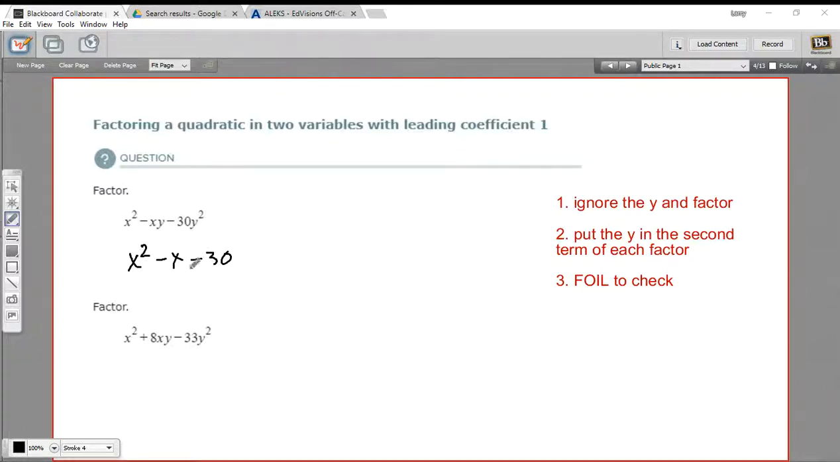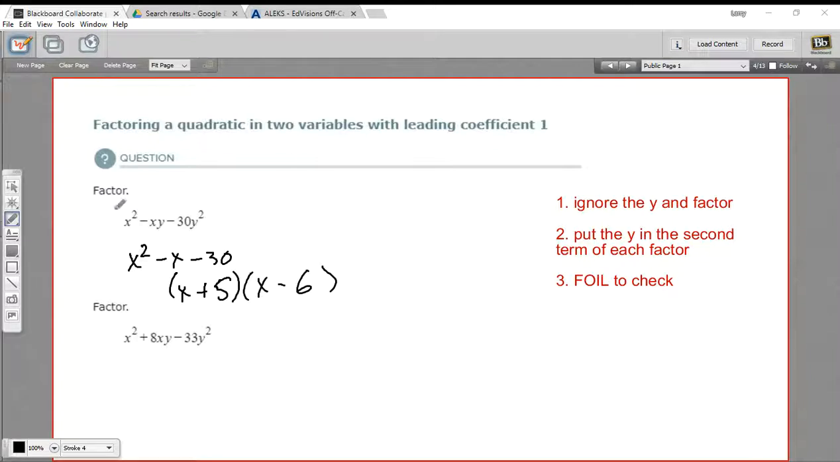Well, we've got a negative here, so we're going to have a positive and a negative, because the only way to get a negative in that last term is to have these two numbers, one being positive, one being negative. And then whatever goes in these two numbers has to multiply out to be negative 30 and add up to be negative 1, because we've got negative x here, so that's a coefficient of 1. So let's see, 5 times 6 is 30, so if I put a positive 5 and a negative 6, those are going to multiply out to be negative 30, they're going to add up to be negative 1. So I've successfully factored this.